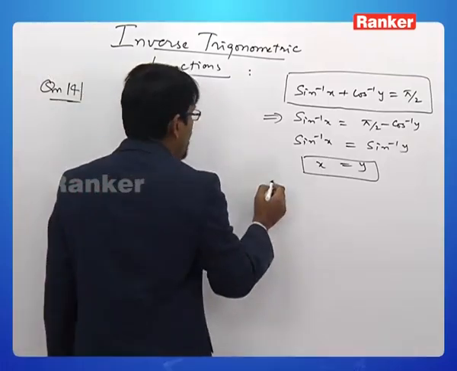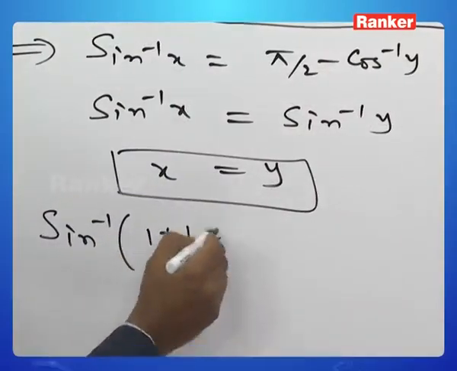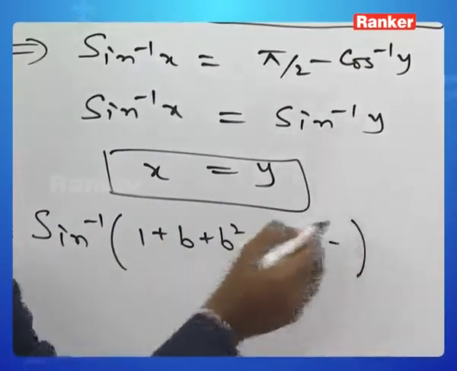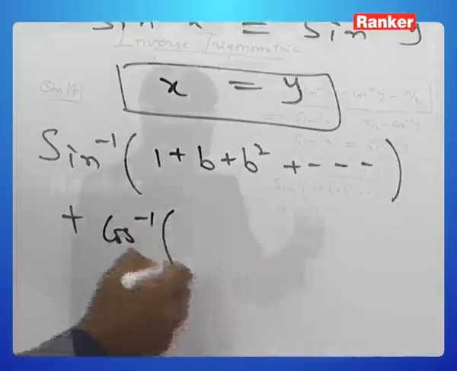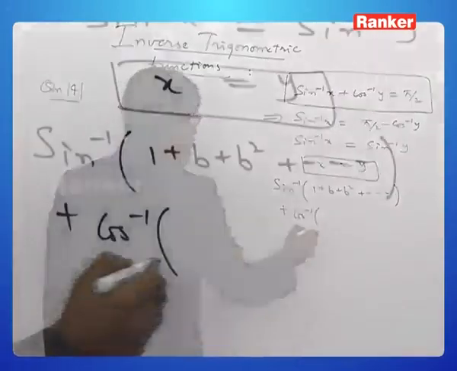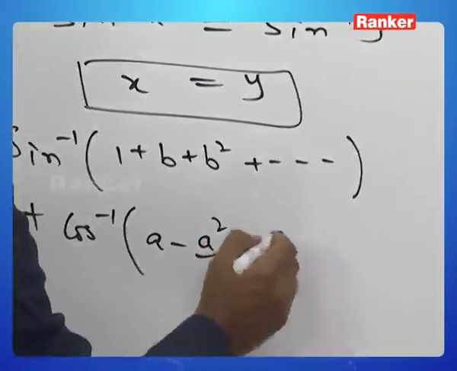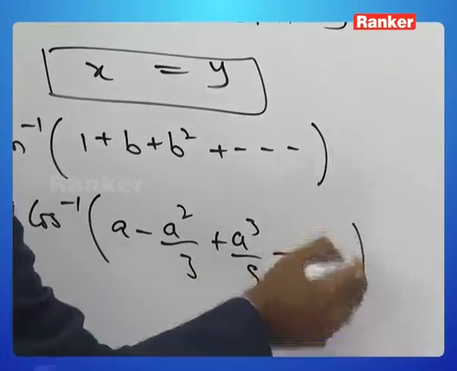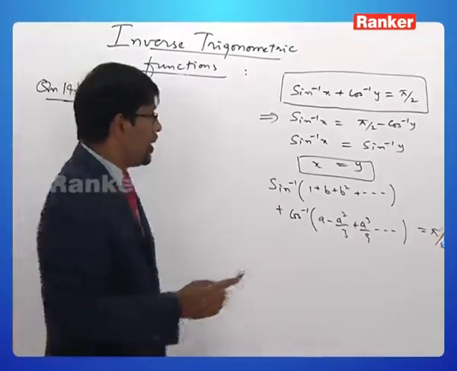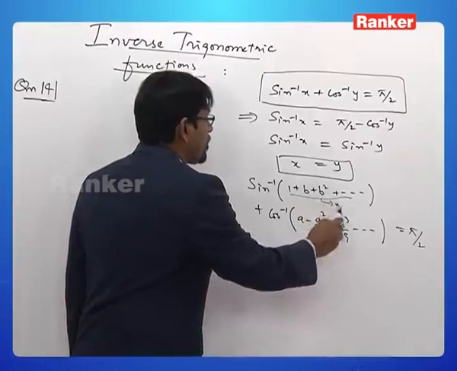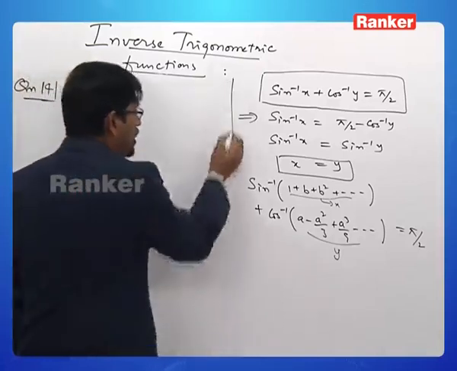Now coming back to the question, the sine inverse of 1 plus b plus b square, and so on up to infinitely many terms, plus cos inverse of a minus a square by 3 plus a cube by 9, and so on up to infinity, is given to be pi by 2. So when is that possible? Let us treat this as x and call this as y. So x and y should be the same. But then this is an infinite GP.